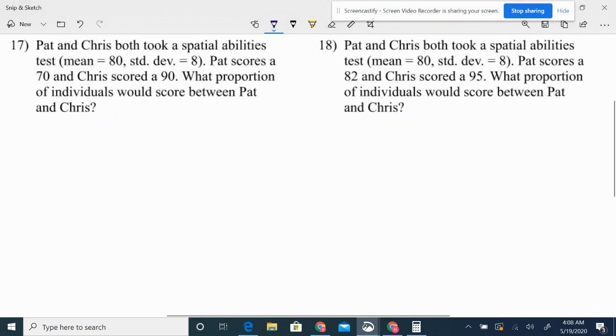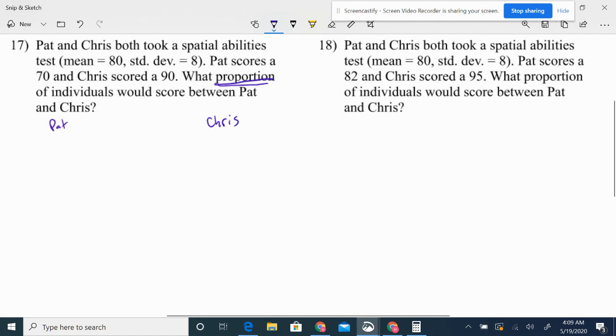Now, Pat and Chris both took a spatial abilities test. The mean is 80, the standard deviation is 8. Keep in mind, now I have two people, Pat and Chris. Pat scores a 70, and Chris scored a 90. I'm asking for a proportion, so I want this as a decimal. What proportion of individuals will score between Pat and Chris? Let me find out both.